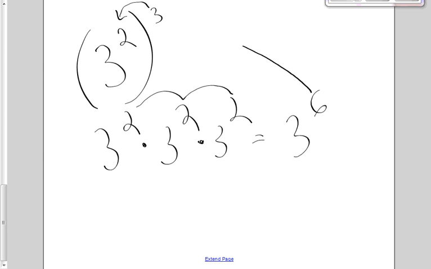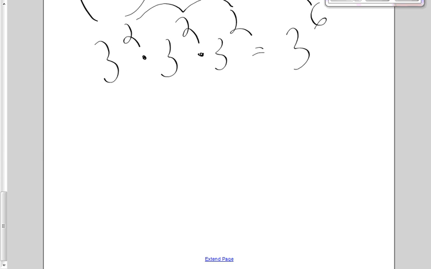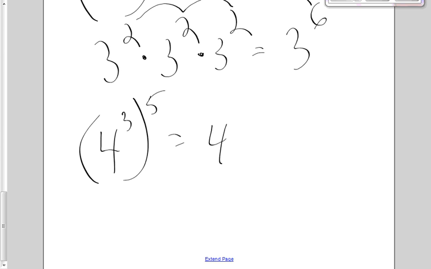So how does that work for powers of powers? 3 and 2 have the relationship that if we multiply them, we will get 6. So a shortcut for powers of powers is when we have powers of powers, we can simply multiply their exponents. So this would be 4 to the 15.